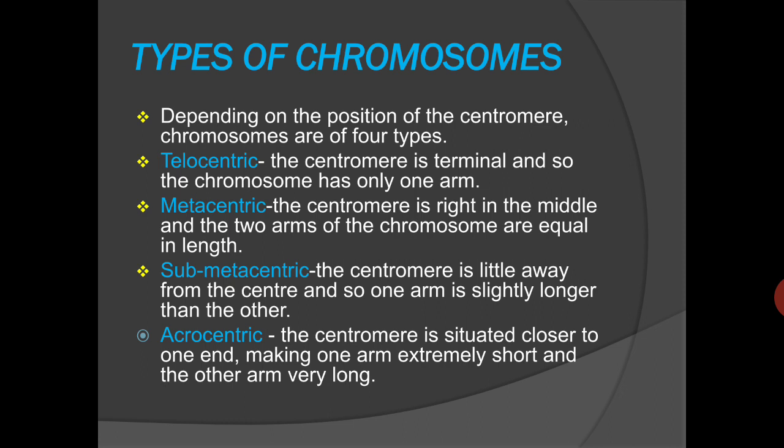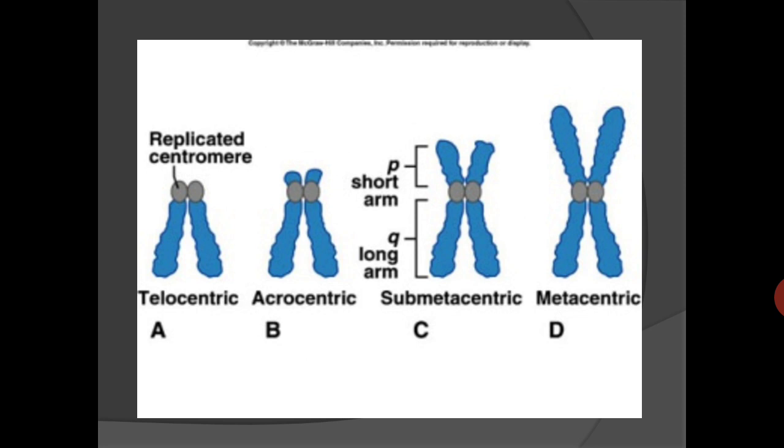In the submetacentric, the centromere is a little away from the center, so one arm is slightly longer and another is slightly shorter. In the acrocentric, the centromere is situated closer to one end, making one arm extremely short and the other arm extremely long. You can see here in the diagram telocentric, acrocentric, submetacentric and metacentric. So there are four types of chromosomes.